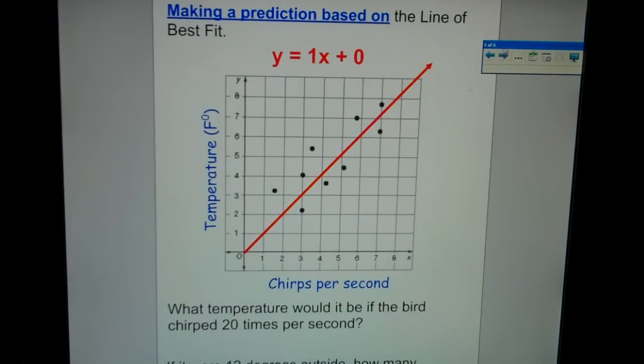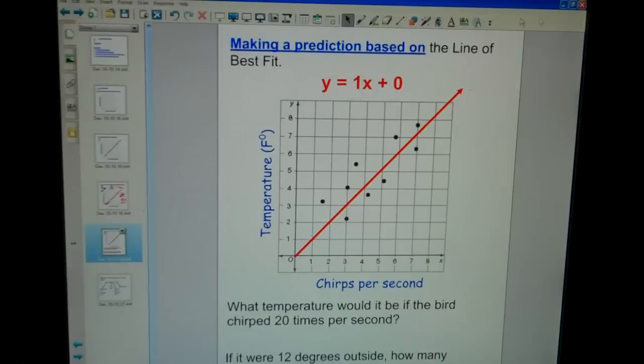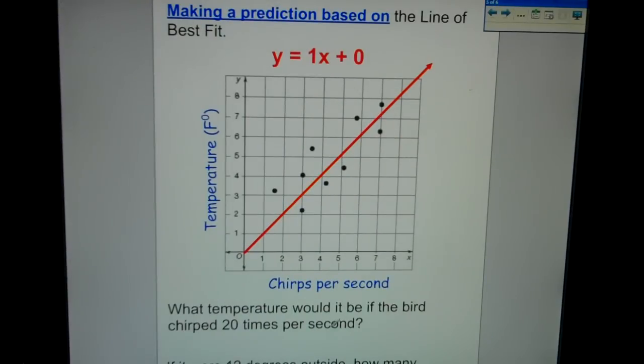Next one. Now we have to be able to make predictions, okay? So we've been able to write the line of best fit. We came up with the equation, y equals 1x plus 0. Now we need to answer the questions, okay? So what temperature would it be if the bird chirped 20 times per second?